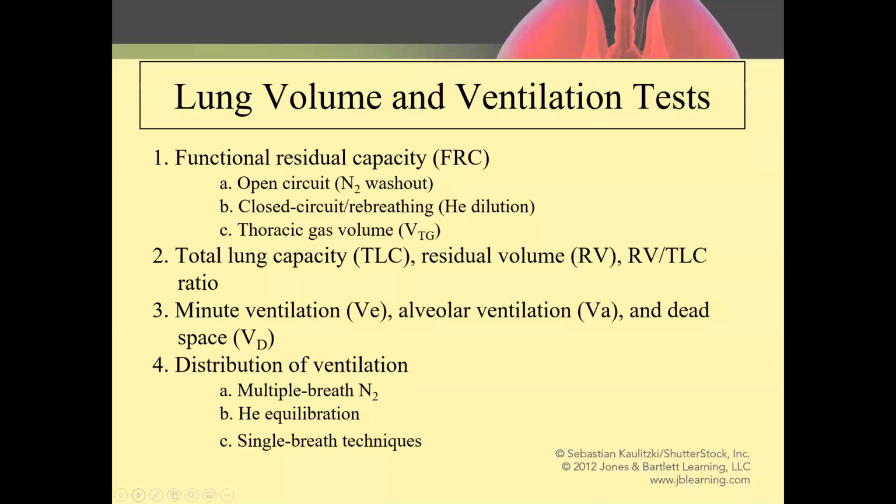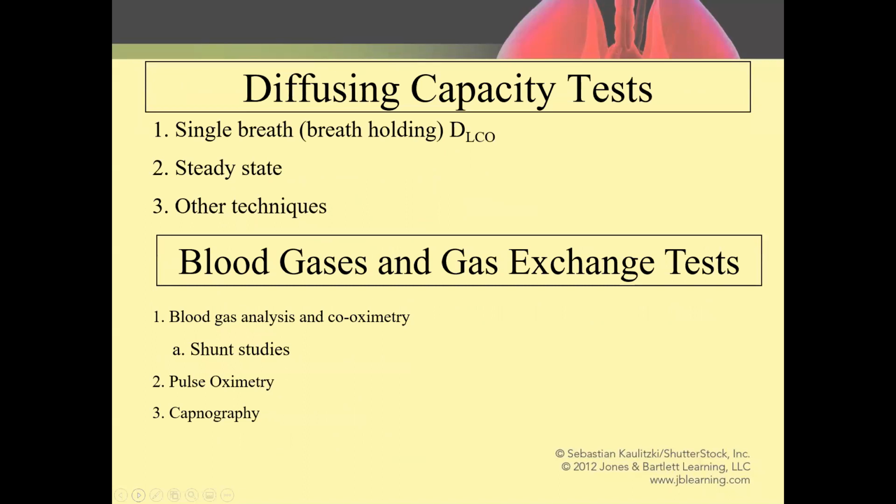Distribution of ventilation tests such as multiple breath nitrogen, helium equilibration, as well as single breath techniques, some of which use radioisotopes. Diffusing capacity, so single breath, and in some of our other lectures, one in particular done by Terry, that really focuses on diffusing capacity closely. So really looking at steady state. There are other techniques as well, but in the interest of time, we'll focus on what's listed here.